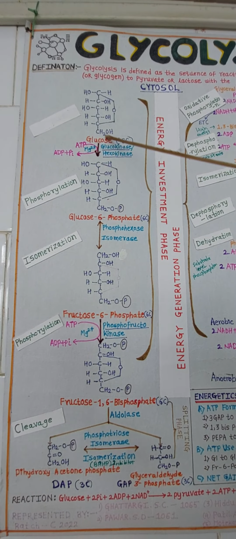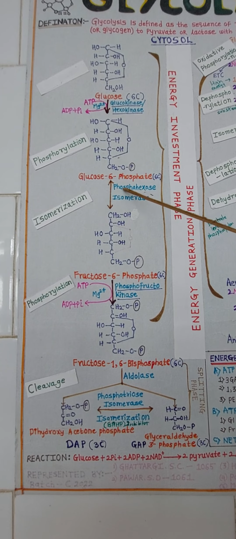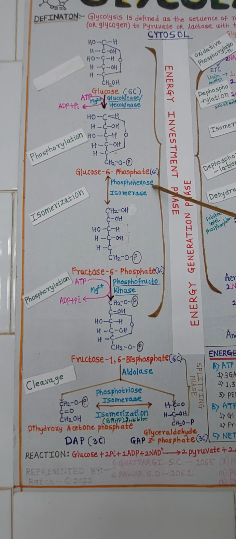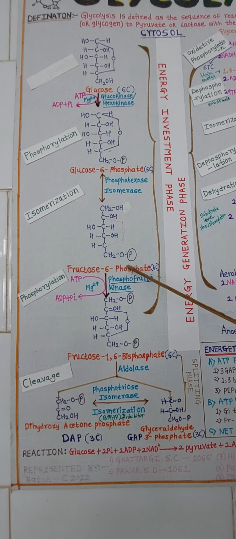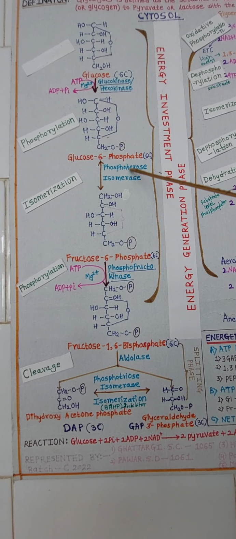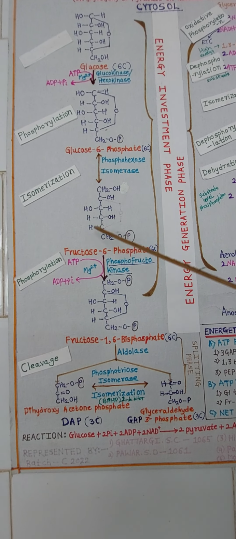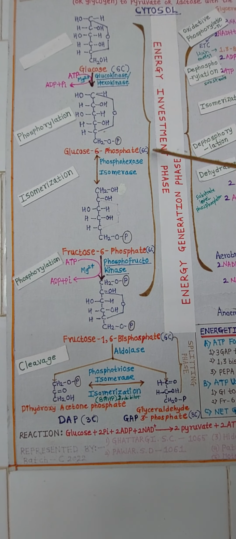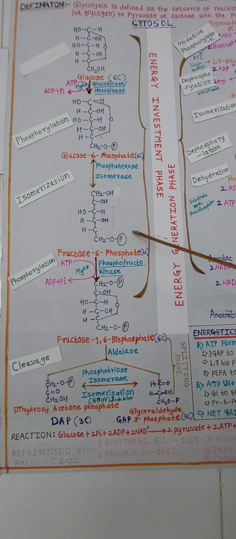Now that glucose 6-phosphate, which is a 6 carbon containing compound, is converted to fructose 6-phosphate. Glucose and fructose have the same empirical formula, but there is a structural difference. They are isomers of each other. That's why the reaction is isomerization, and the name of the enzyme is phospho, because a phosphate group is there, hexose, both are hexoses, 6 carbon containing compounds, isomerase, because of isomerization from glucose 6-phosphate to fructose 6-phosphate.